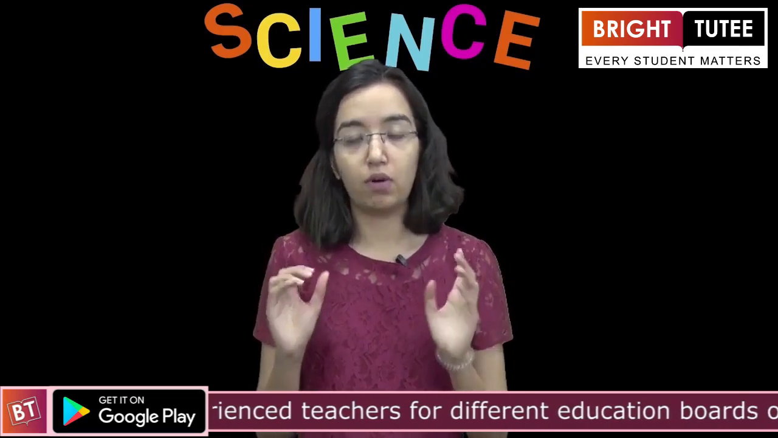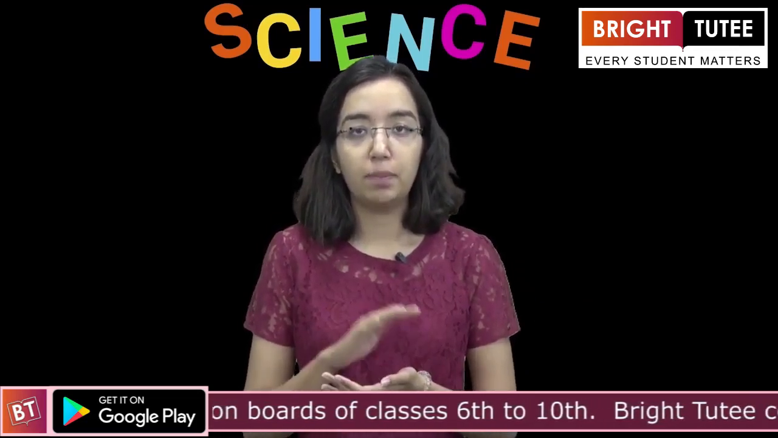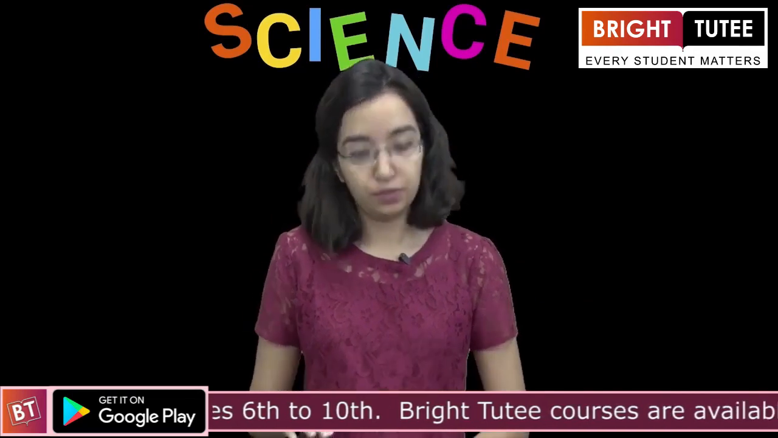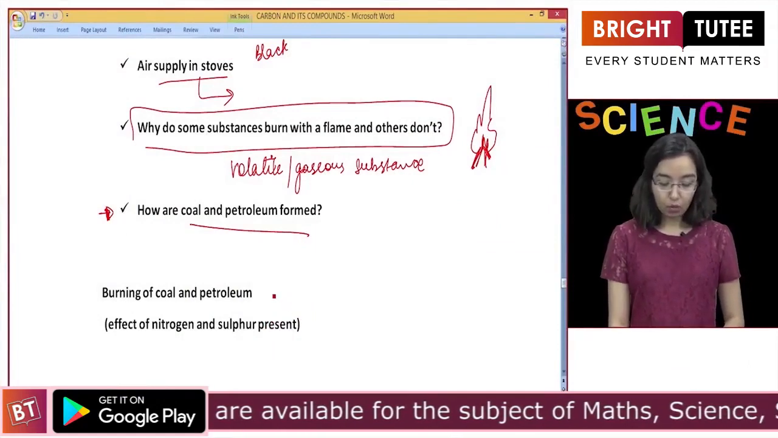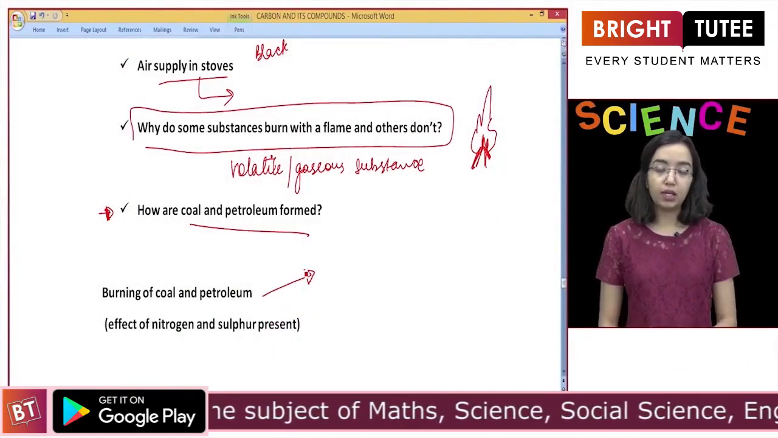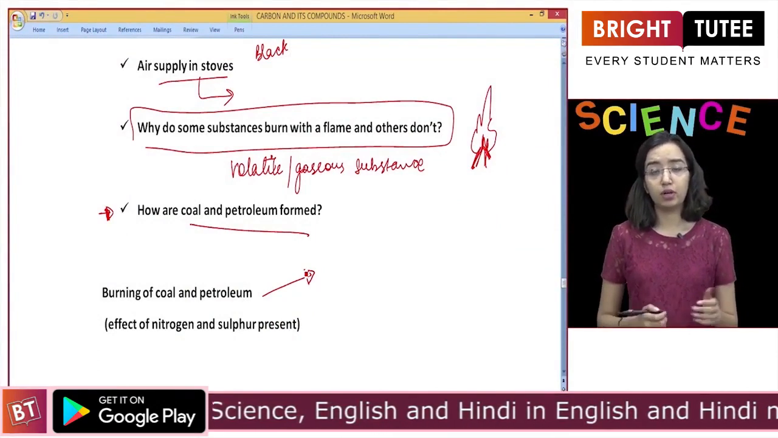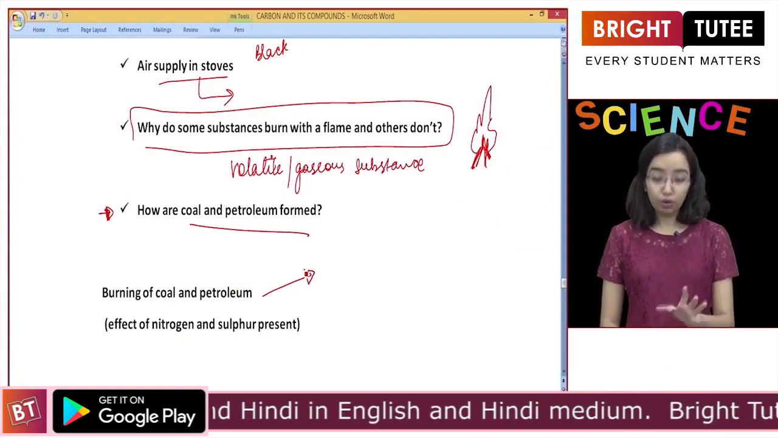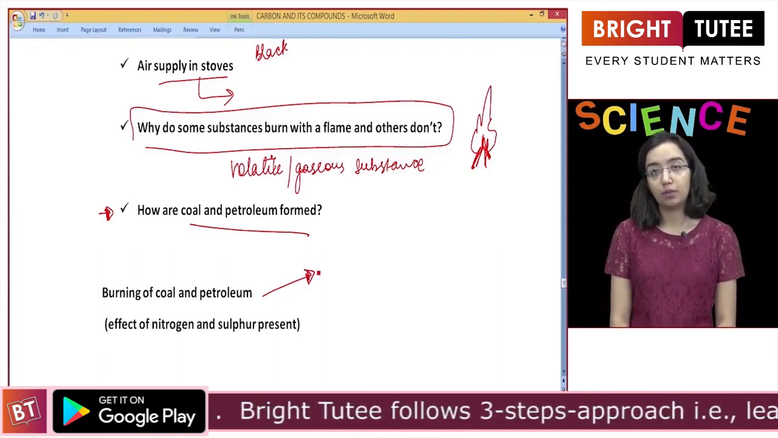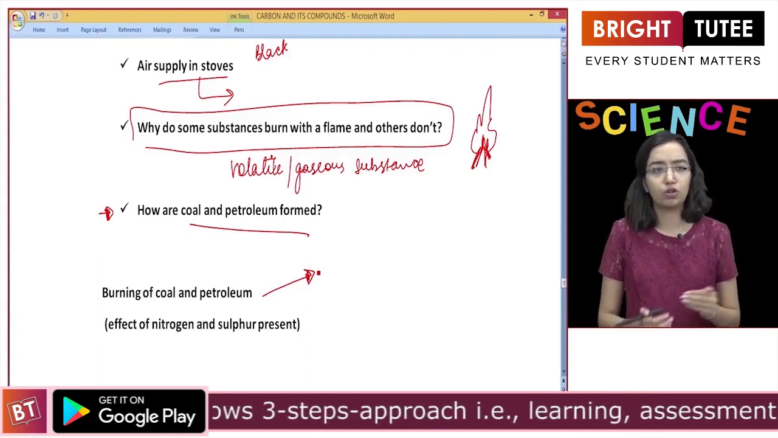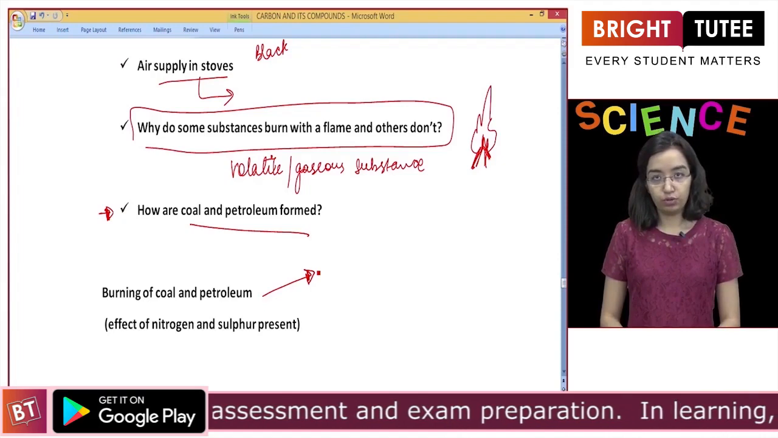So all fossil fuels are formed by the same idea. They are formed by organic compounds which are buried deep under the earth for millions of years. That is how coal and petroleum are formed. But what happens when we burn them? There's a lot of talk of why we should stop using carbon, why we should carpool our cars or use public transport. Why is it that burning of coal causes so much pollution?